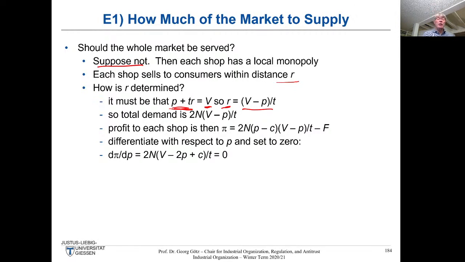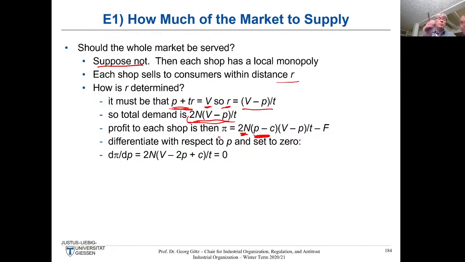And of course, you have these customers to the left and to the right of your shop. That's why you get a 2 here. And of course, you have to multiply it with the capital N, the density, how many consumers live in this region R. Okay, and then the profit to each shop is simply this pi. Here's the density of consumers, and here's just P minus C.